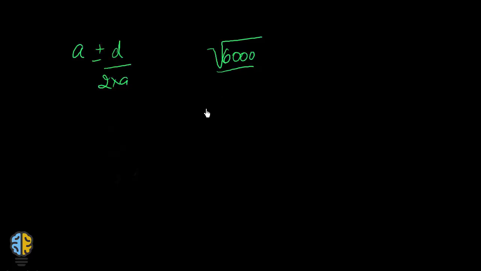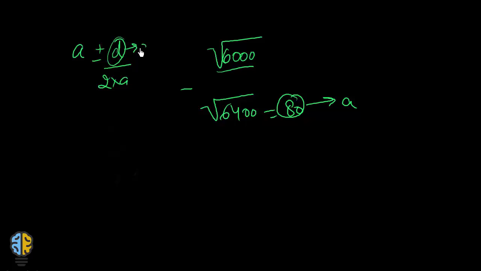So let's say we all know 6,400 is a perfect square. The square root of 6,400, as we all know, is 80. So this is our value for a. Now we'll take the difference, 6,400 minus 6,000, which gives us the value of d, the difference. So d is equal to 400.